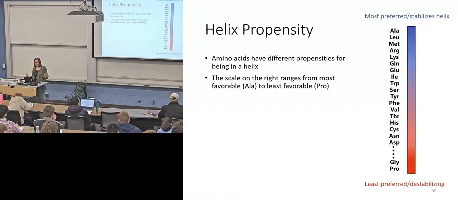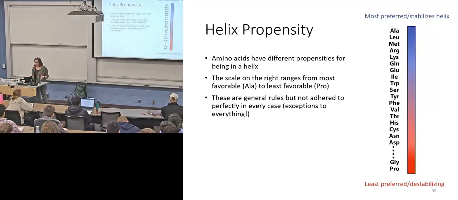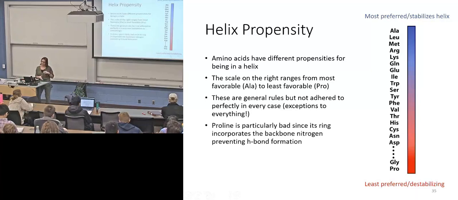What other stuff would maybe play into your propensity for being in an alpha helix? Yes? Charge. Charge on the side group. Size of the side group. Shape of the side group. What side groups are nearby, right? What's on either side of you, whether or not you're going to form one of these things, okay? General rules, not perfectly adhered to, okay? There are exceptions to everything. Glycine and proline do appear in alpha helices, okay? I'm not saying just because you have it, it can't. It just tends to be less likely, okay? And like I said, proline is particularly bad simply because it has that ring grabbing onto the nitrogen.